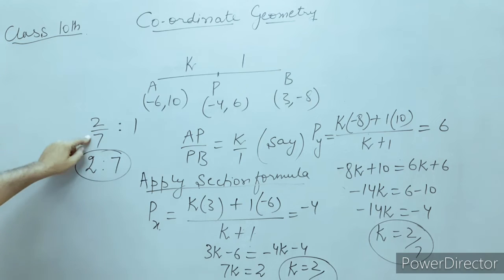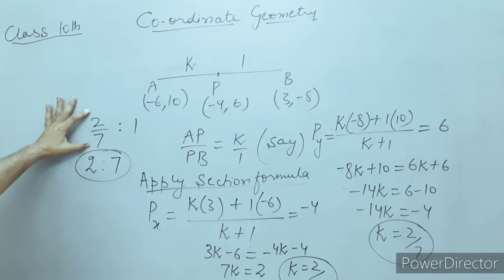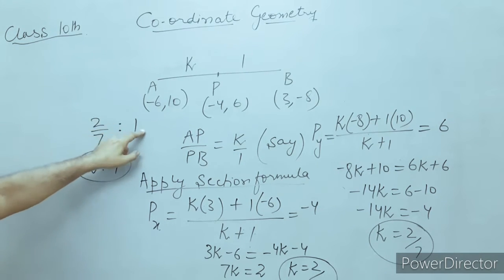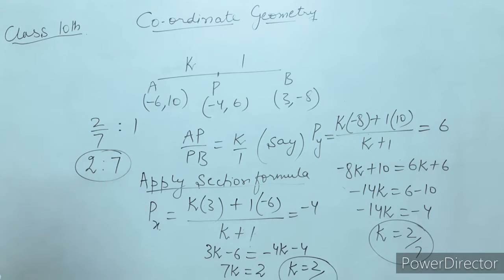Don't leave it in fraction. Just make it a whole number. By multiplying both with 7, I get 2:7.